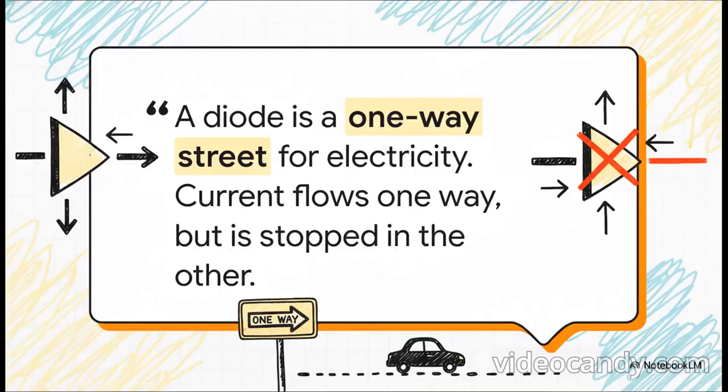But if we flip the voltage around, reverse bias, we actually pull the electrons and holes away from the wall, making it even bigger and stronger. Now, almost nothing can get through. So what does this all mean?